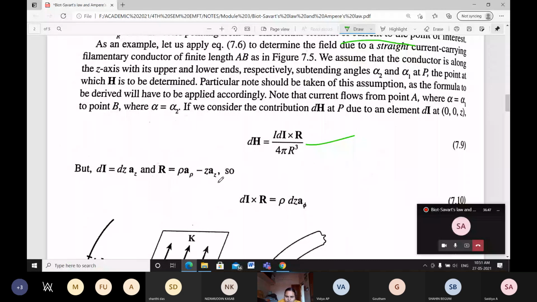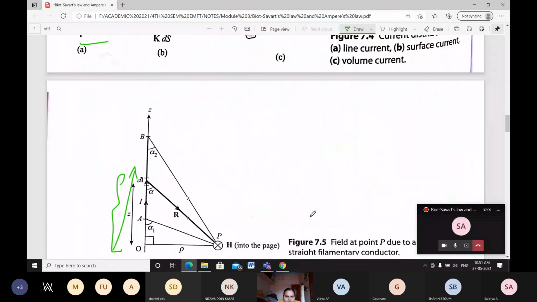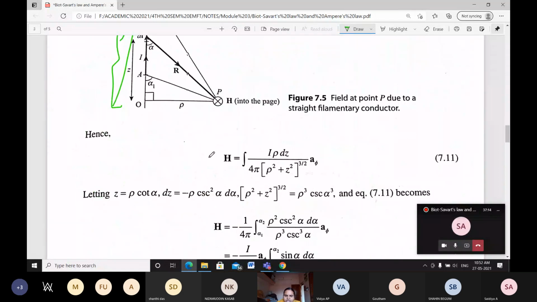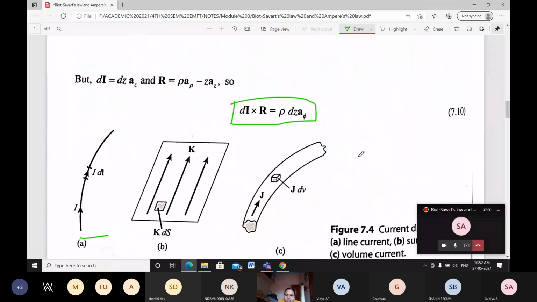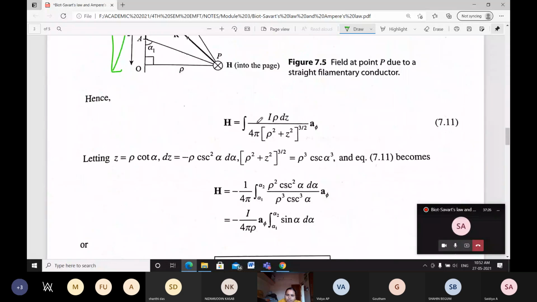Therefore, dl cross r changes to rho dz a_phi. Remember this: dl cross r changes to rho dz a_phi. Hence the H equation is the integration of I rho dz divided by, if you substitute in this equation, 4 pi times (rho square plus z square) power 3 by 2, into a_phi.